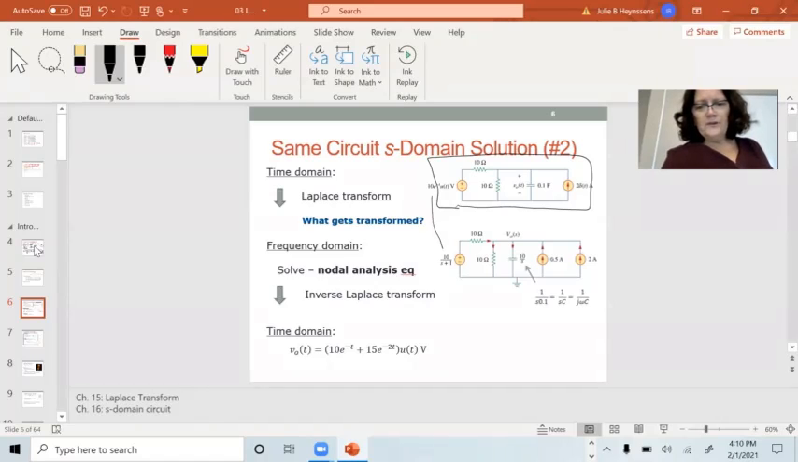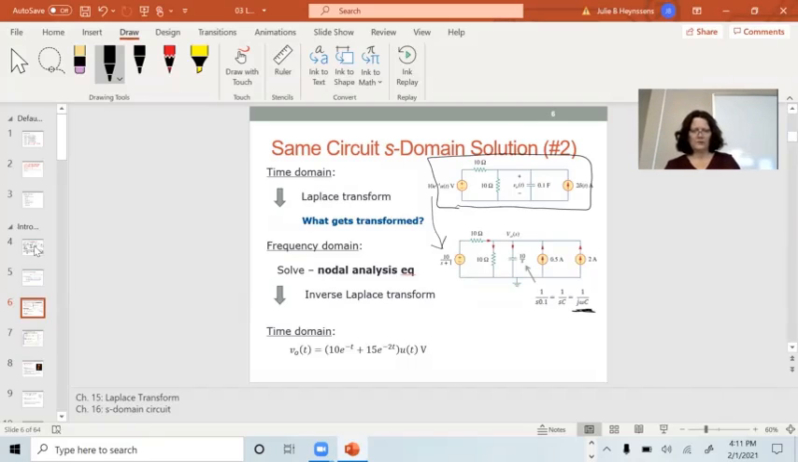So this 10 e to the minus t u of t becomes 10 over s plus 1. Resistors stay the same. They're always reliable. My capacitor, you learned that the capacitive impedance was 1 over j omega C. I'm going to change the j omega variable to s.